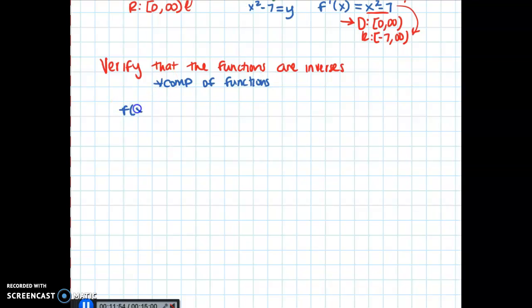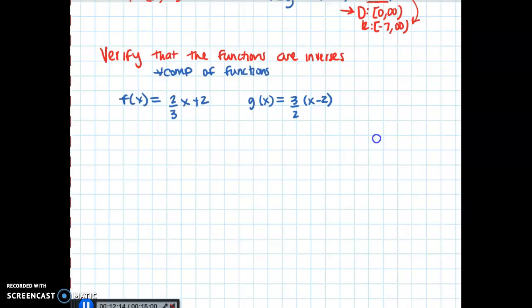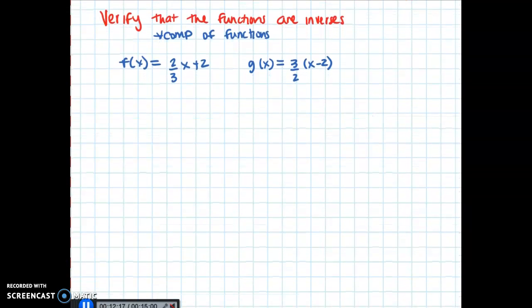So let's say that f of x is 2/3 x plus 2. And then we have g of x, which is going to equal 3/2 x minus 2. If I want to verify that these are inverses, or prove, sometimes it'll say prove, you have to do, and this is flashing back to last year, f of g of x and g of f of x. And if, after you do all the algebra, you end up with x for both things, then it's proven that those are inverses.